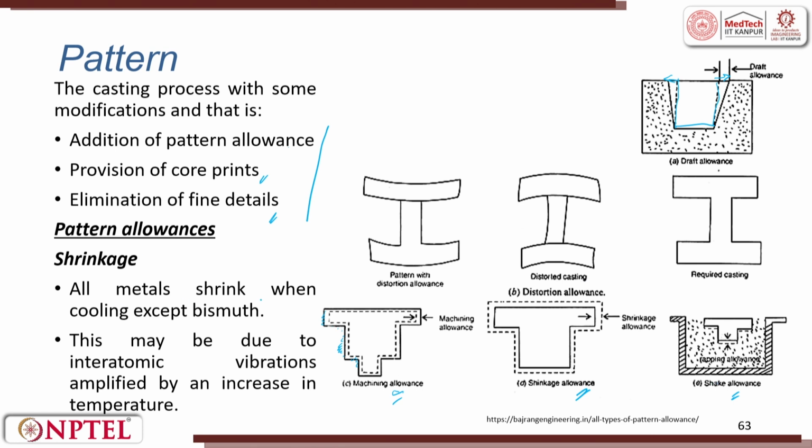Shrinkage: all metals shrink when cooling except bismuth. Bismuth has a negative expansion. This may be due to the interatomic vibration amplified by the increase in the temperature. So, its volume is bigger in the solid state. As and when other metals solidify, they shrink. So, that is called the shrinkage allowance.